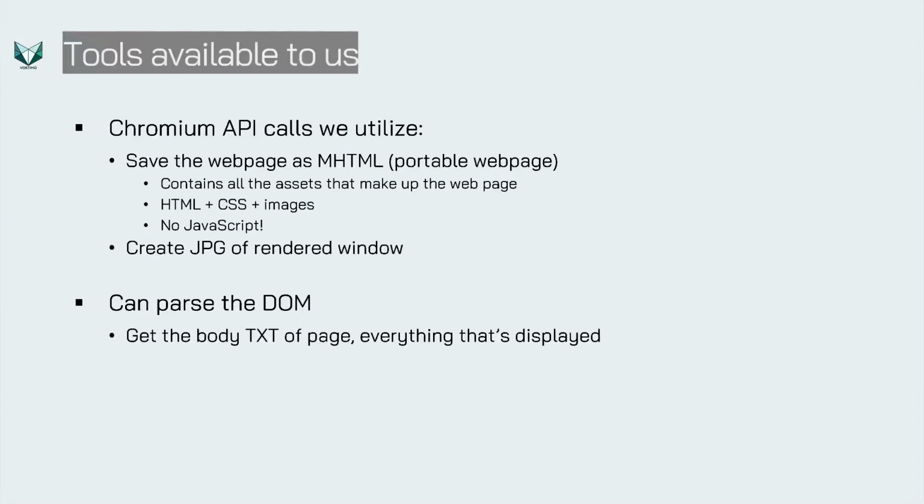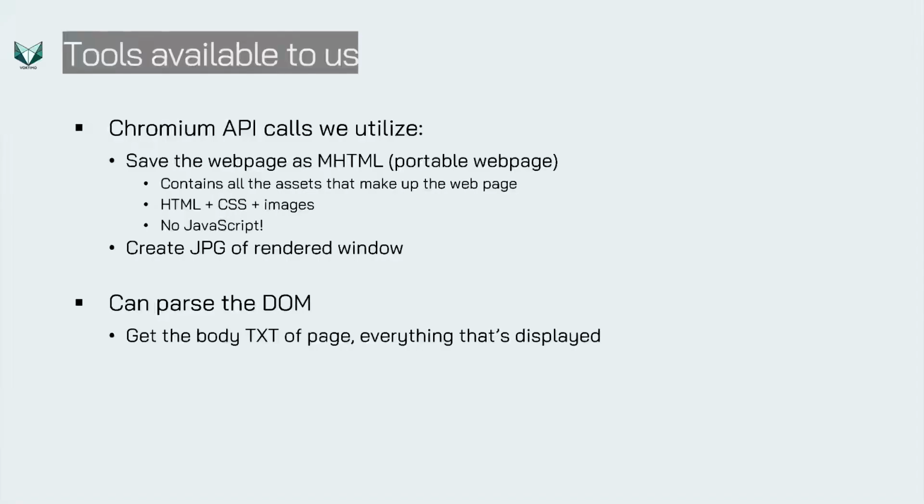So the calls that we're going to utilize is one to save a web page as MHTML, and MHTML is basically just like this portable web page. If you take a web page and you save it as an MHTML file, you can give it to someone else, and it will contain all the images and all the CSS and the HTML and everything to basically re-render that page again. Most importantly, it does not contain the JavaScript that's on the page, but it gives you the ability to re-render the site on your browser the way that it was, right?